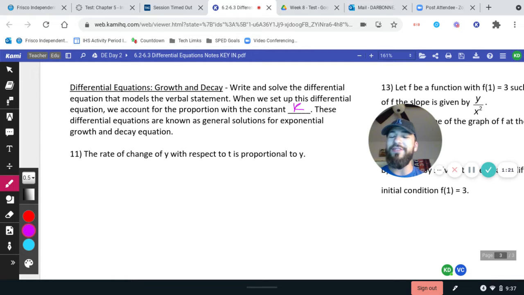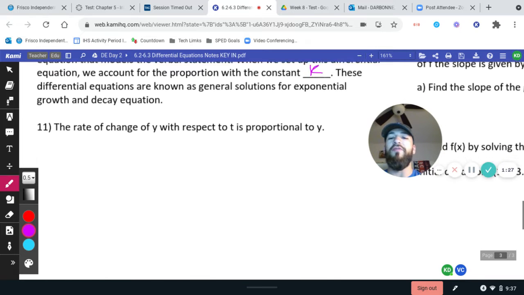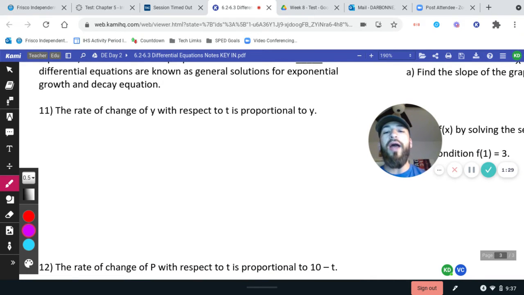So we're going to do the same thing. We're doing the groundwork for those exponential functions. Well, let's get into it. So number 11, the rate of change of y with respect to t is proportional to y. Let's read that first part. The rate of change of y with respect to t.